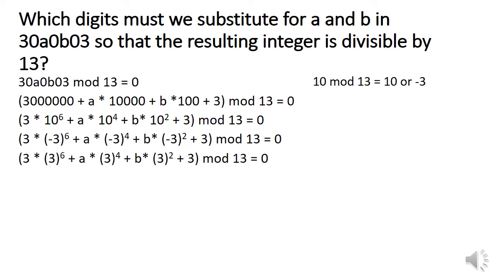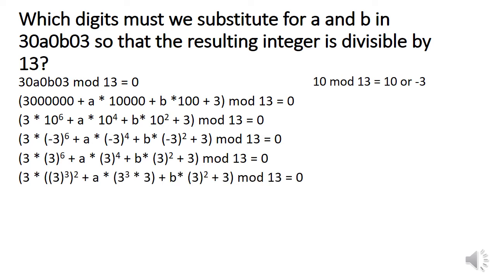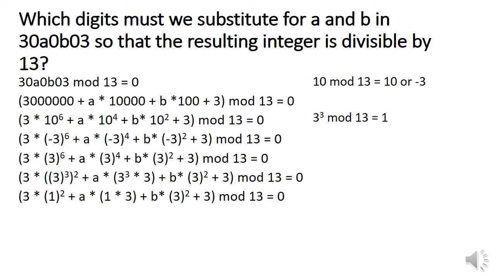And again, we can use congruency to split the 3 power 6. This 3 power 6 can be written as 3 power 3 power 2. Why did we do this? Because 3 power 3, which is 27, mod 13 is 1. 27 contains 2 13s, which are 26, and the remainder is 1. So again, we can remove 3 power 3 and substitute with 1 instead. Just take this to this equation.